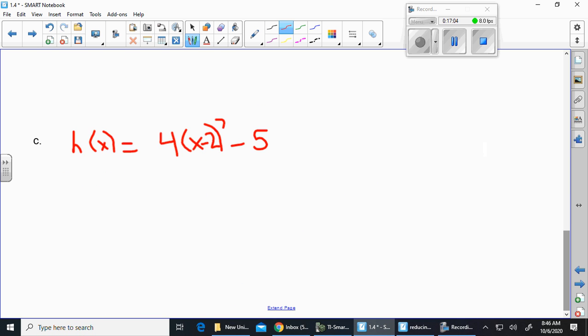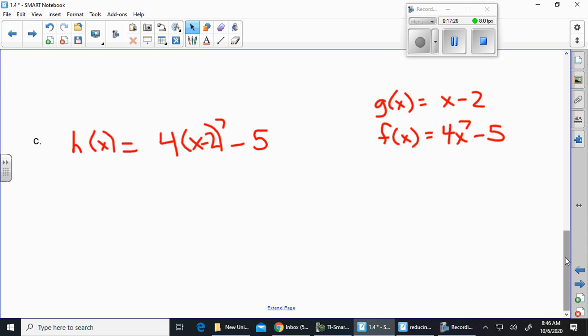This last one, if I said g was x minus 2 and f was 4x to the 7th minus 5, that would have given me that answer if I plug g into f. So those are some possibilities. You could think of others, but the answers do vary. That is really used more in calculus, but it is an idea of composition.